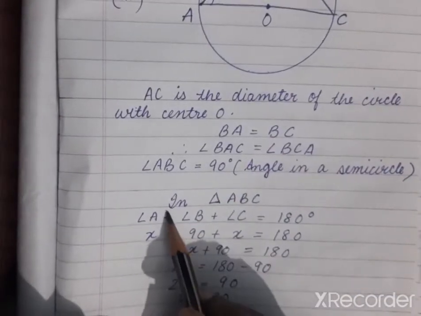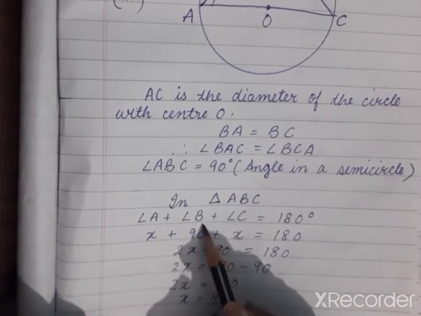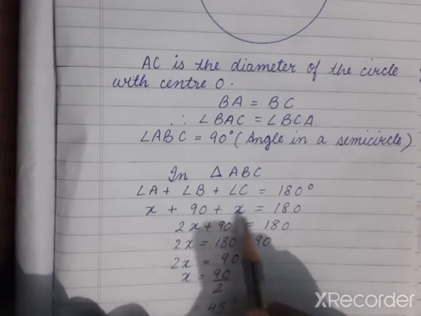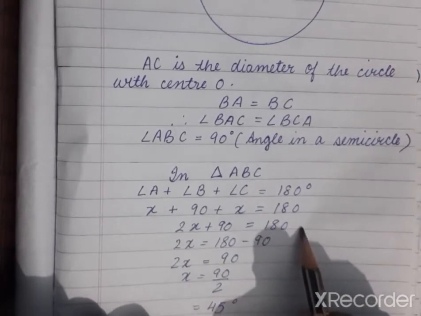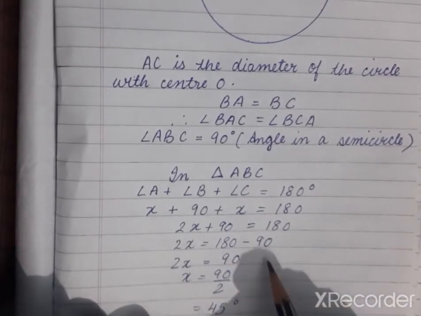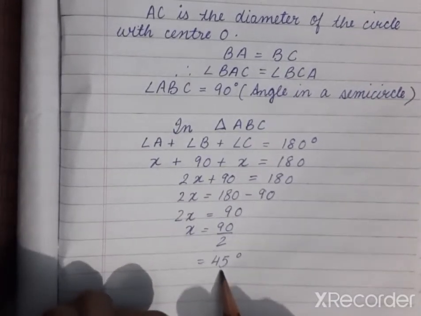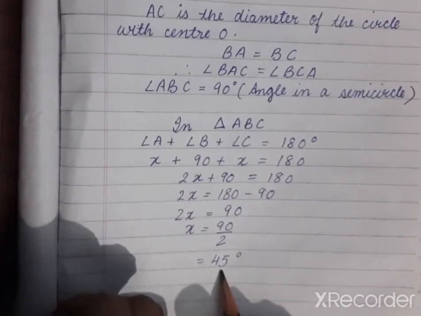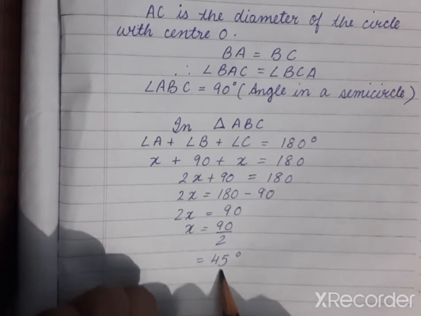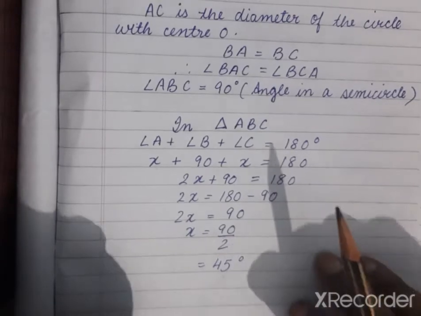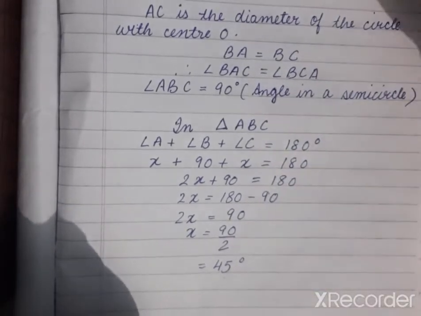Therefore, we can write in triangle ABC, angle A plus angle B plus angle C will be equal to 180. Therefore, 2x plus 90 degrees is equal to 180. 2x will be equal to 90 and x will be equal to 90 upon 2, that is x will be equal to 45. Therefore, the value of x will be 45 degree. Now coming to the next question, we will do question number 5.